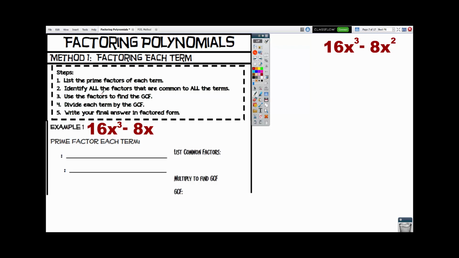So what we are going to try and do is follow this list of steps right here. List the prime factors of each term, identify all the factors that are common to all the terms. We'll go down the list, but we'll start with just those two. So we are going to figure out what we can factor out of both these individual terms that make up this binomial we are dealing with right now. We're going to deal with each term separately and each piece of each term separately.